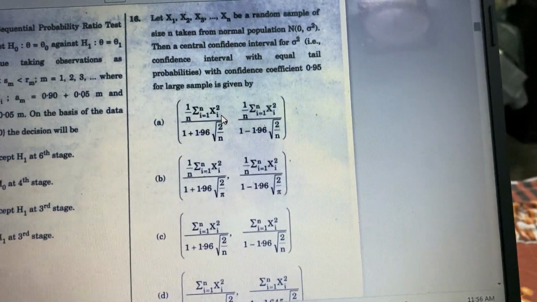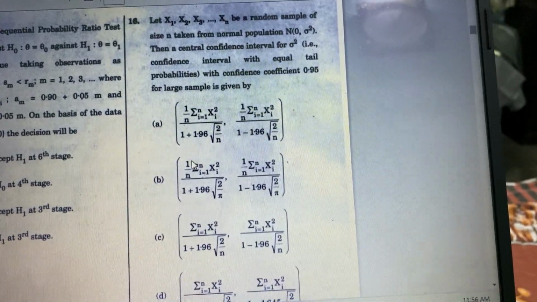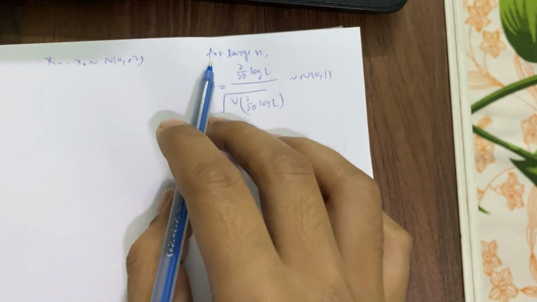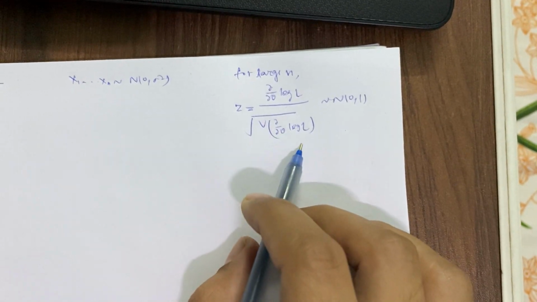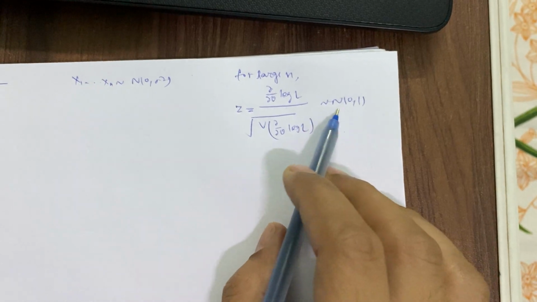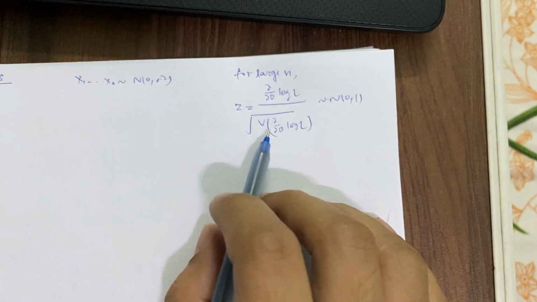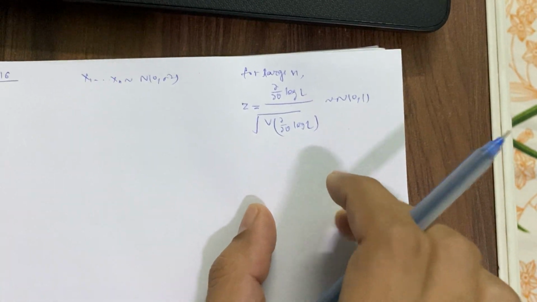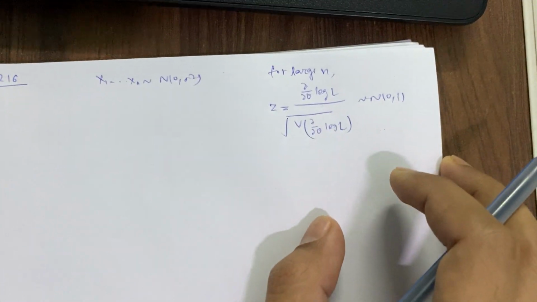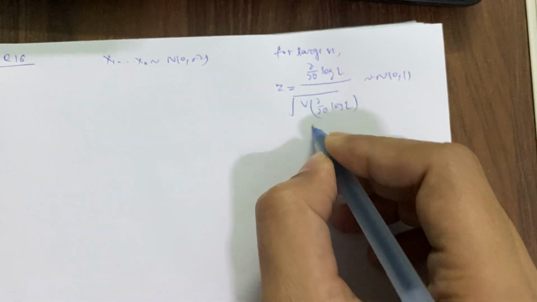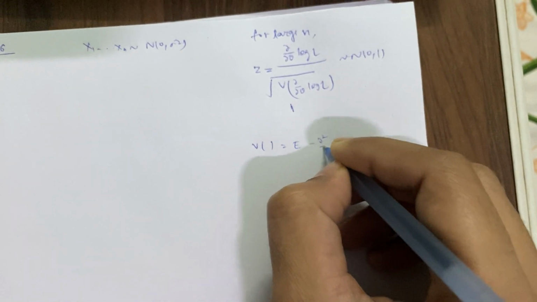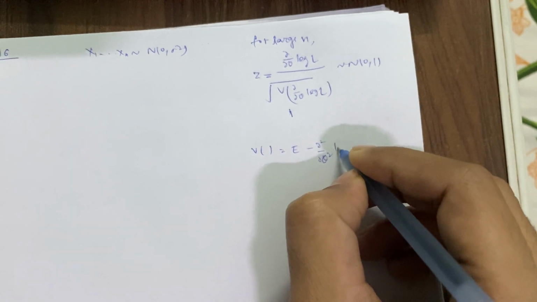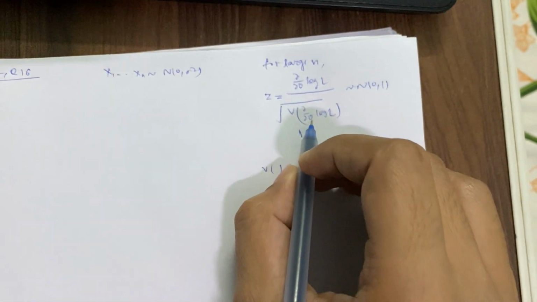So we will not use the chi-square distribution here because the options are not in terms of chi-square, so we will use this formula. For large n, d by d theta of log L, where L is the likelihood, divided by the square root of the variance of d by d theta log L, follows a normal distribution. We will use this quantity to obtain the confidence interval for sigma square. Also remember, this variance can be written as the expectation of minus d square by d theta square of log L.